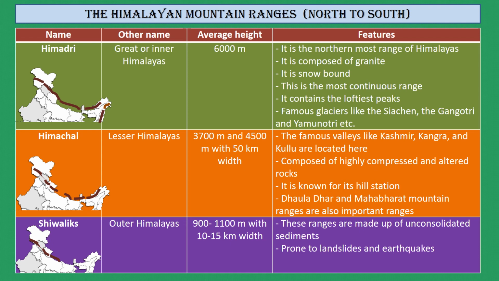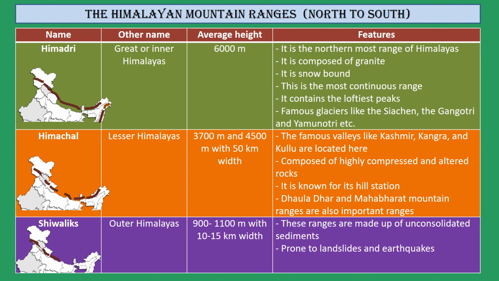Their average height is 6000 meter and they have many other features, like they are the northernmost range, they are composed of granite, mostly they are snow covered, they are continuous and most of the loftiest peaks of Himalayas are located here. Famous glaciers like Siachen, Gangotri, Yamunotri, these are located here.